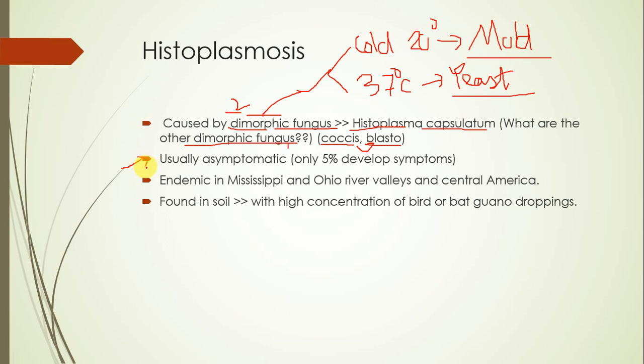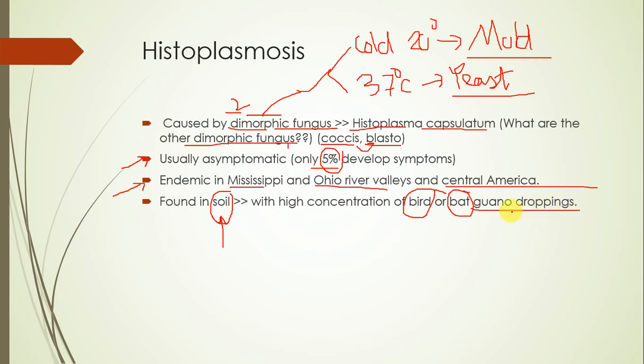The histoplasmosis cases are often asymptomatic. So for the vast majority of the patients, they will not have any symptoms whatsoever. Only 5% of the patients will have some symptoms, which include fever, chills, and sometimes cough. And as I have mentioned, this disease is endemic in the Mississippi and Ohio river valleys, and also in Central America. They're found in soil, especially soil which is very fertile due to contamination or due to mixture of bird or bat droppings. So you can say bird or bat poop and guano droppings.